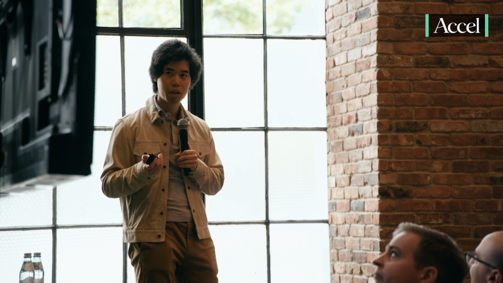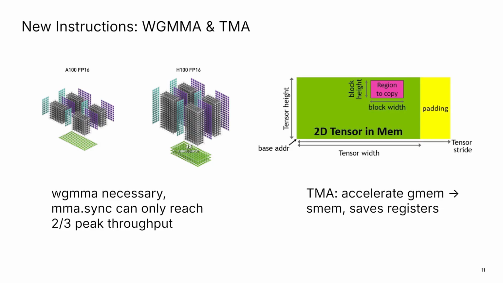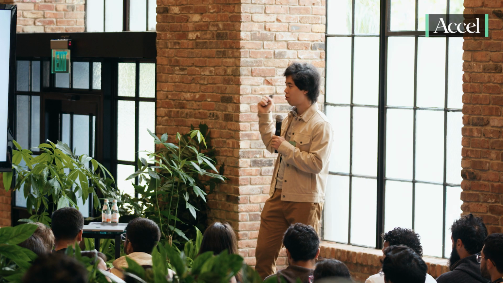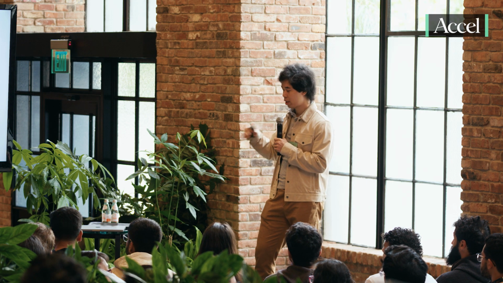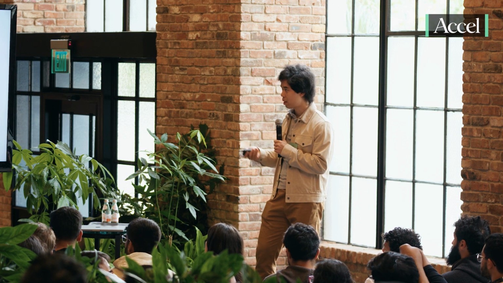Okay, so new instructions. Why do we care about these new instructions? For the A100, there's an instruction called MMA sync. In the H100, the instruction is called warp group MMA. And if you don't use this instruction, you can only reach about 2/3 of the peak throughput of the tensor core. So you really do want to use the new instruction if you're compute bound. The other thing is the TMA, which does memory loading for you. Essentially, instead of using each thread to do index calculation, there's a hardware unit that does the index calculation for you and saves a bunch of registers. It also makes things more asynchronous, and that's helpful, as I'll talk about.